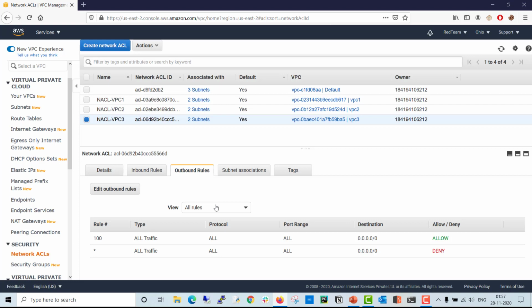So suppose there is one instance which has port 80 and port 22, but you can only expose port 80 to the public, and you can block port 22 on all the instances with this NACL. So basically it works at the network level, not the instance level. We have the security group, which works at the instance level. So this is the difference between these things.